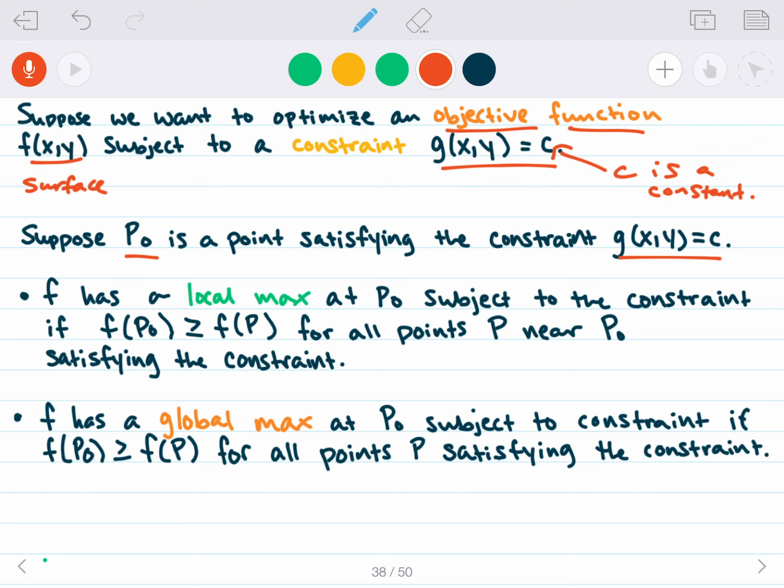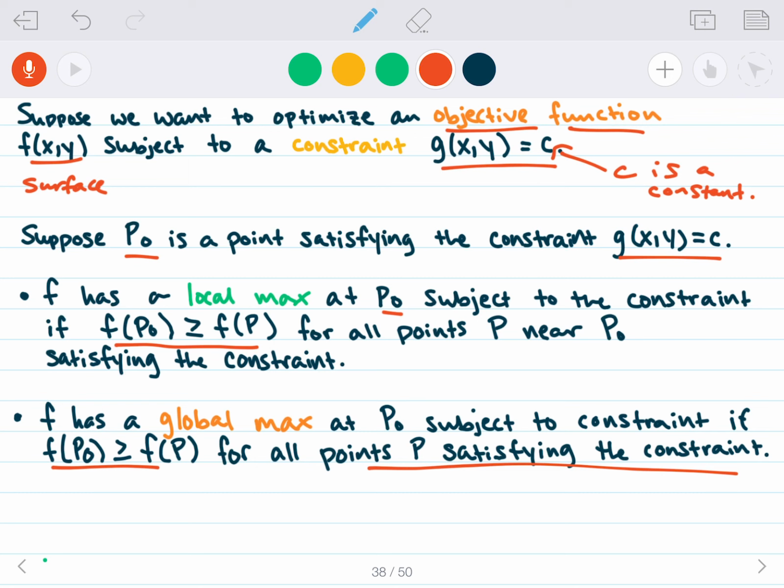Suppose p naught is a point satisfying the constraint g of xy equals c. f has a local max at p naught subject to the constraint if f of p naught is greater than or equal to f of p for all points p near p naught satisfying the constraint. f has a global max at p naught subject to the constraint if f of p naught is greater than or equal to all values of f of p for all points p satisfying the constraint.